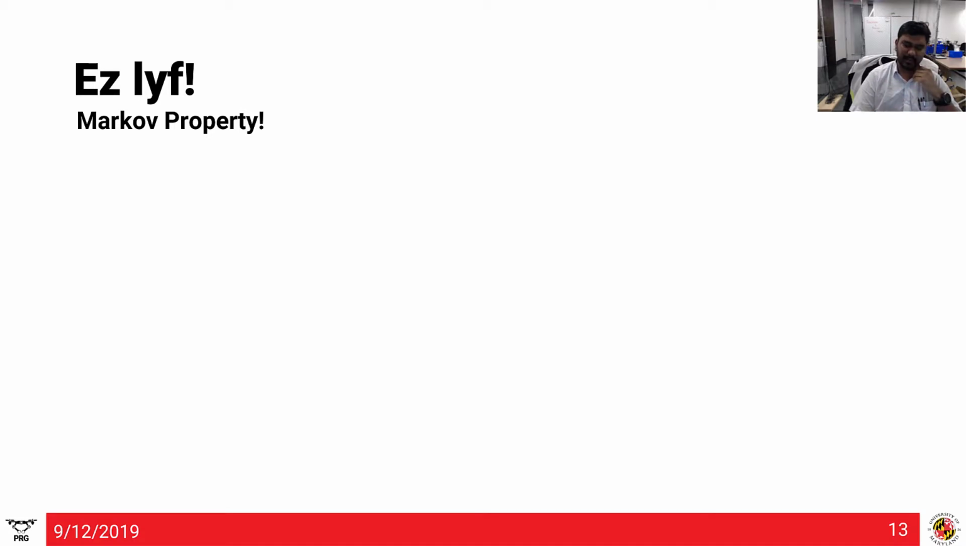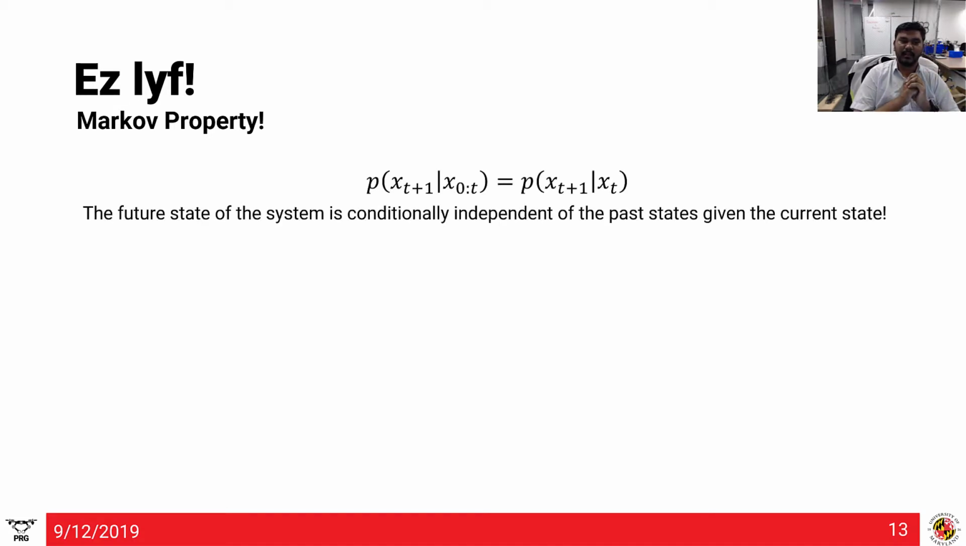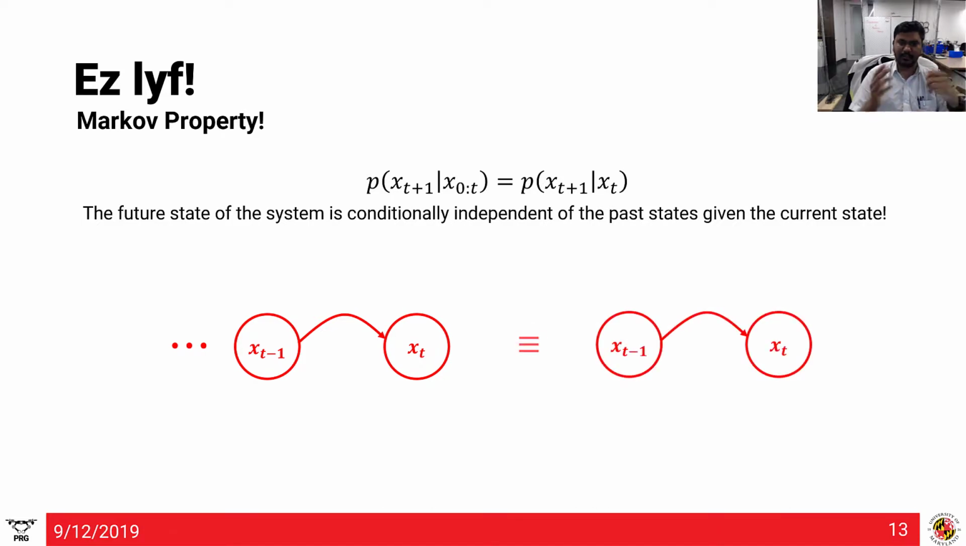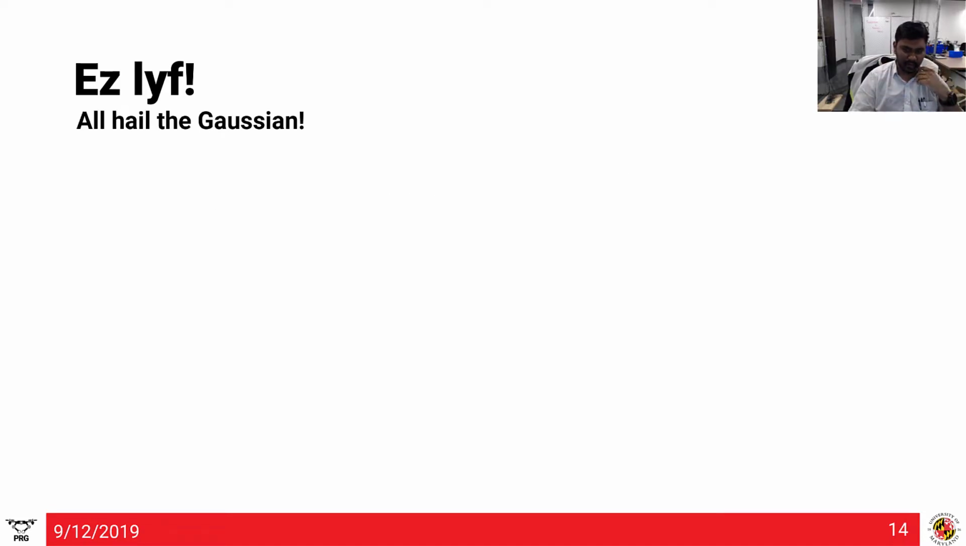The first one is called the Markov property, which just says that the next state, given all the previous states, is exactly equivalent to the next state given the current state, right? The future state of the system is conditionally independent of the past states given the current state. Mathematically, as a Bayes graph, it is shown here, and these two are equivalent, right? So you basically just chopped off a bunch of nodes in the back, and you say, okay, this is exactly the same as collapsing everything from x0 to xt-1 into xt-1. That's what's shown here.